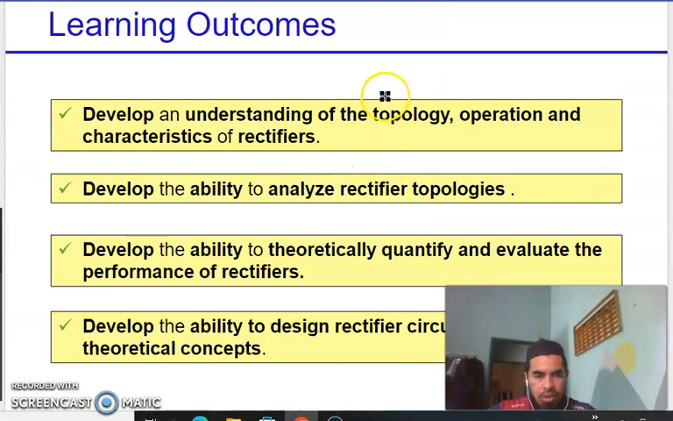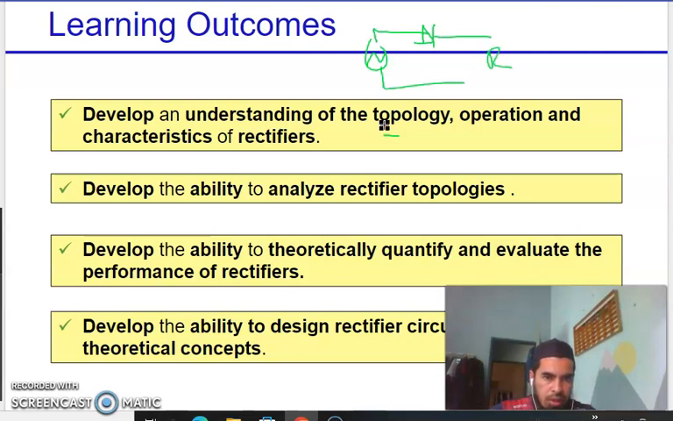Okay, throughout this chapter, the learning outcomes: you should be able to develop your understanding of the topology and how the rectifier topology looks like. In a simple half-wave rectifier, we have a source, we have a diode, then we supply to the resistive load. So this is the schematic topology of the system, and how it operates.